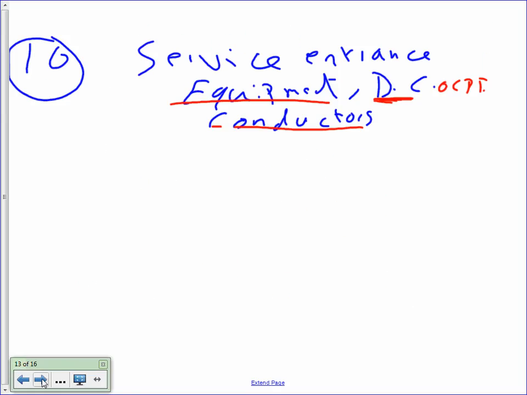Let me go to step number 16. 16 is service entrance equipment, disconnect, overcurrent protection device, and conductors. I need to size the service, the size of the panel. Here's how you do it. Number one, I equals, what was the total size that we came up with? 673.2 K, right? Yeah, that's right.